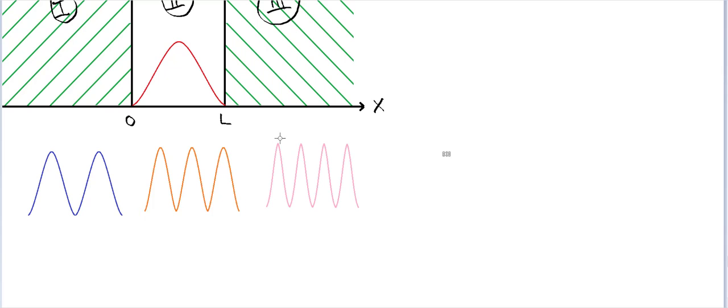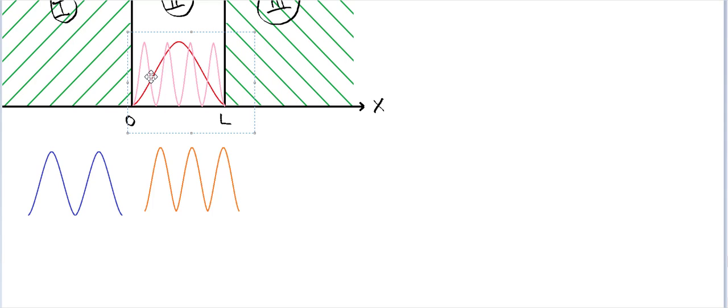Right. Lastly, let's look at the n equals 4 case, which is the third excited state. This one is likely to be found at the center of the first fourth of the box, the center of the second fourth of the box, the center of the third fourth of the box, or the center of the fourth fourth of the box. But it will not be found 1/4, 1/2, or 3/4 of the way across the box.